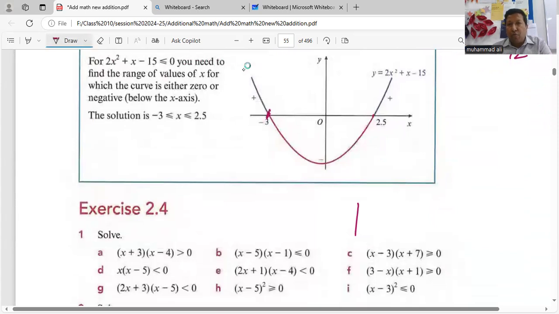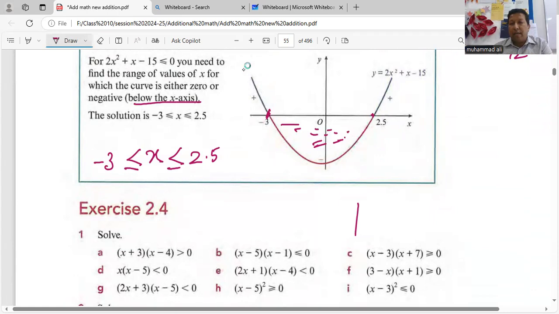So from here to here, the curve is less than 0, that means below the x-axis. So we have to write x greater than or equal to minus 3 and less than or equal to 2.5. This is the answer for this. Because less than 0 means below the x-axis, this part lies between x greater than or equal to minus 3 and less than or equal to 2.5.